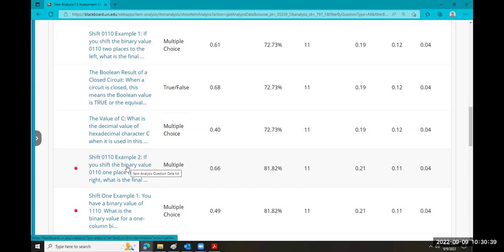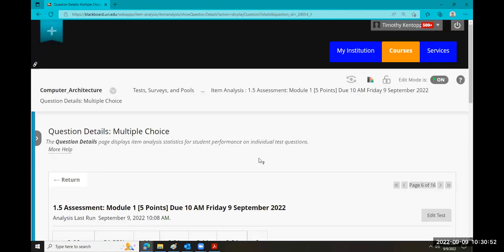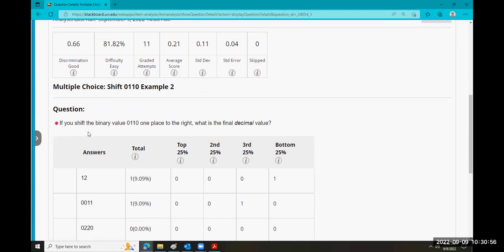Let's look at another shift bit. I want to go over the shift bit examples because they can be tricky, in particular when you're sliding to the right. Okay. And then we'll take any questions you want. So this question asks, if you shift the binary value 01101 one place to the right, what is the final decimal value? Well, that means this one is over here where the 0 is.